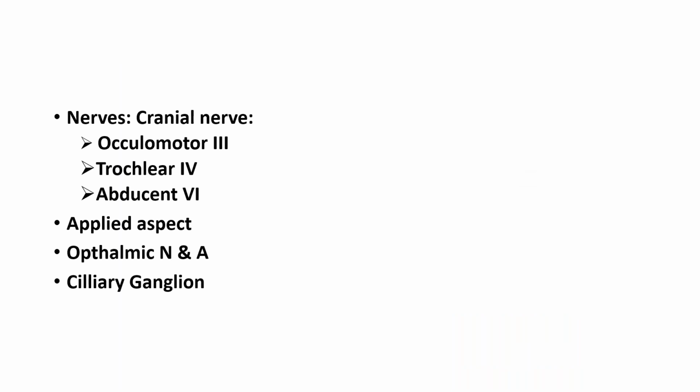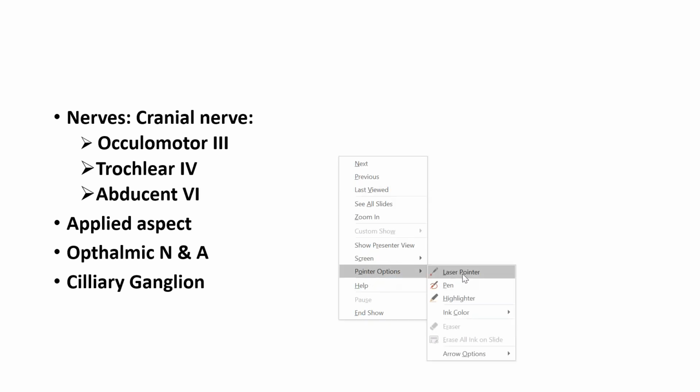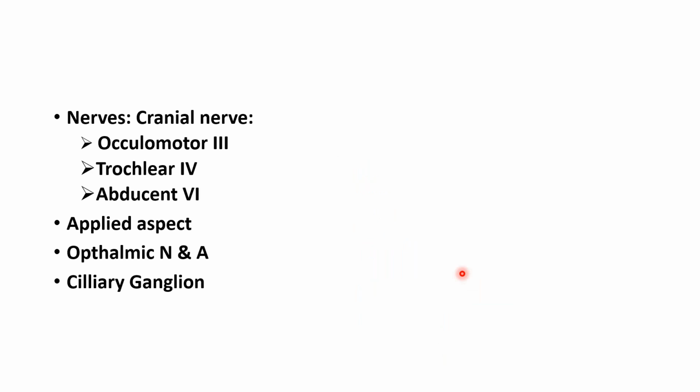In this part, we'll be doing the cranial nerves, oculomotor, trochlear, abducent, its applied aspect, and the other nerves and vessels which are there in the orbit, that is the ophthalmic nerve and artery, and a very important parasympathetic ganglion, that is the ciliary ganglion.